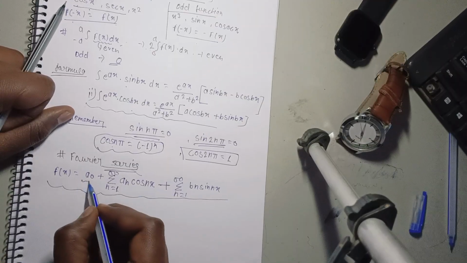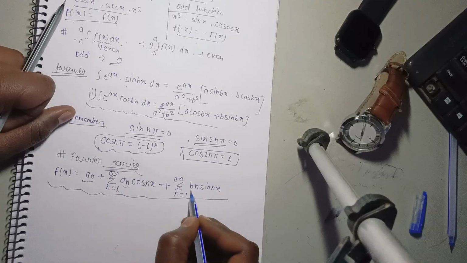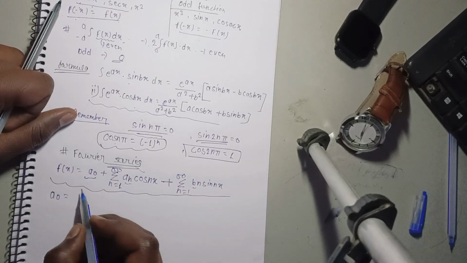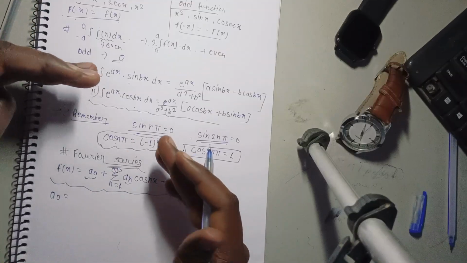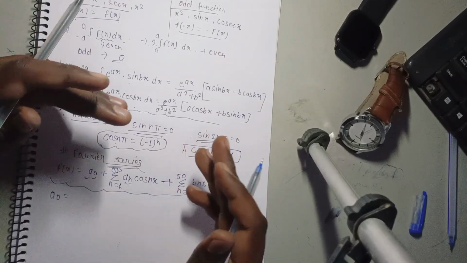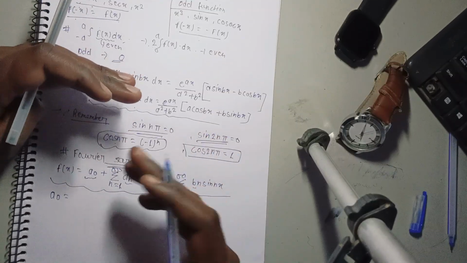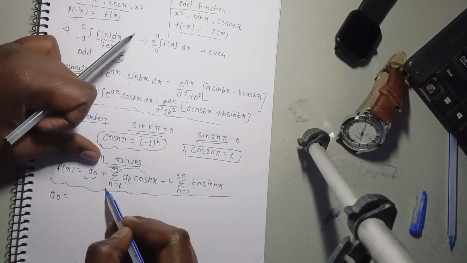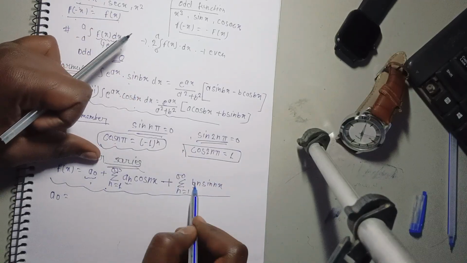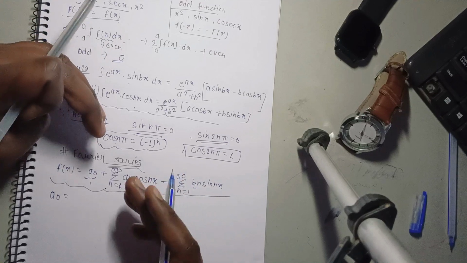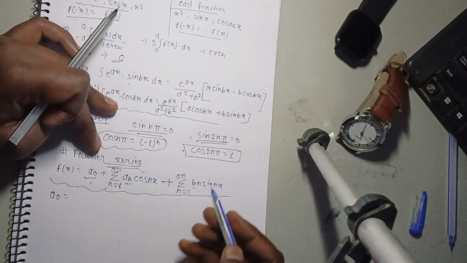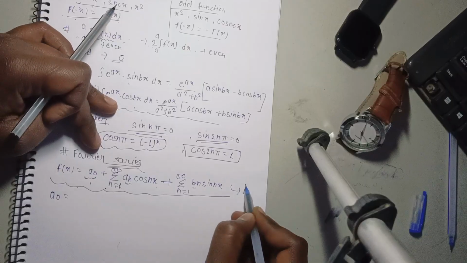And how will we find a naught, an and bn? Now for a naught, what is the formula of a naught? I will also discuss the question, but let me discuss how the question will look. Simply, the question will be given in the form of a series. We need to find a naught, then an, then bn, and then the question will say that if you have to find the Fourier series, then we will put them in this Fourier series. So this is question number 1.